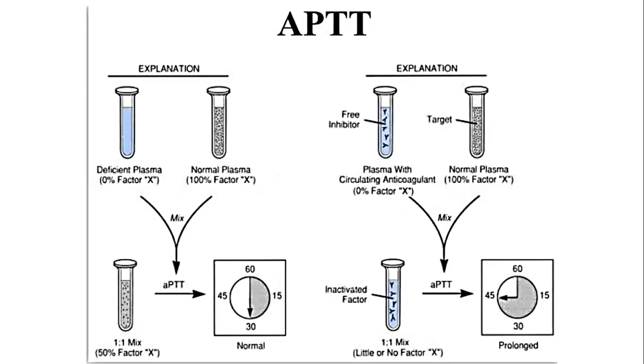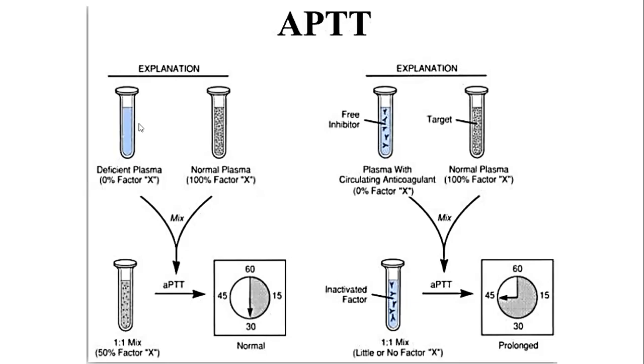Right, so we have another image which will show you how APTT is being done. So for example, we have a plasma that is deficient of a specific factor. Let's say wala siya factor 10, right? And then we have a normal plasma nga ara siya tanan nga kumpleto siya sa coagulation factors.